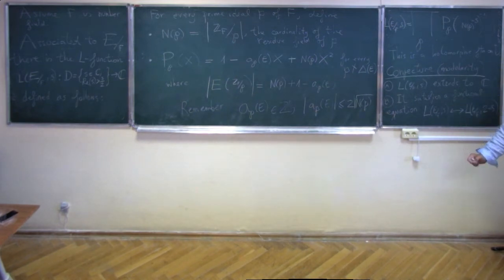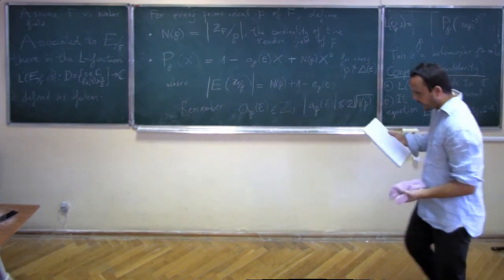Also note that s equal to 1 is exactly the point of symmetry of this functional equation. When s is equal to 2 minus s, this happens when s is equal to 1. So this functional equation makes s equal to 1 a particularly interesting point.